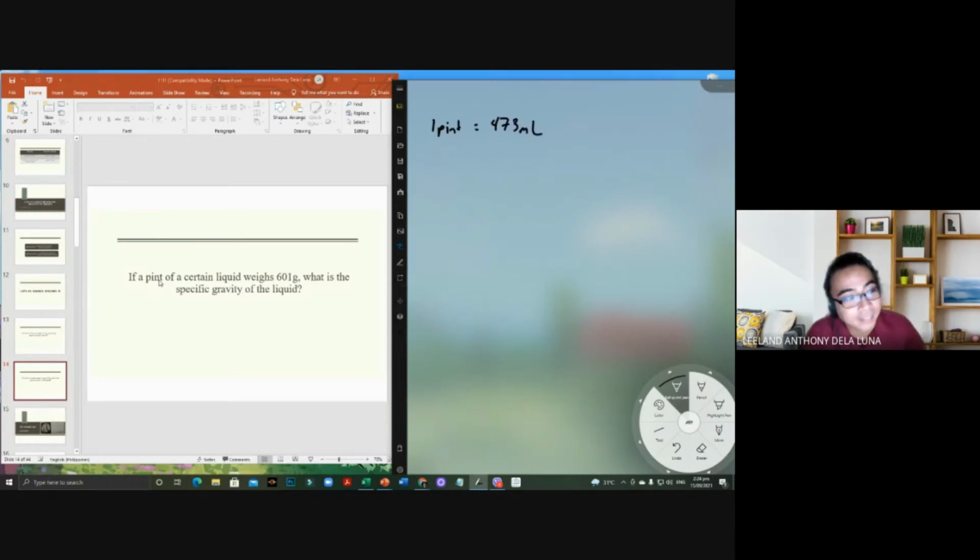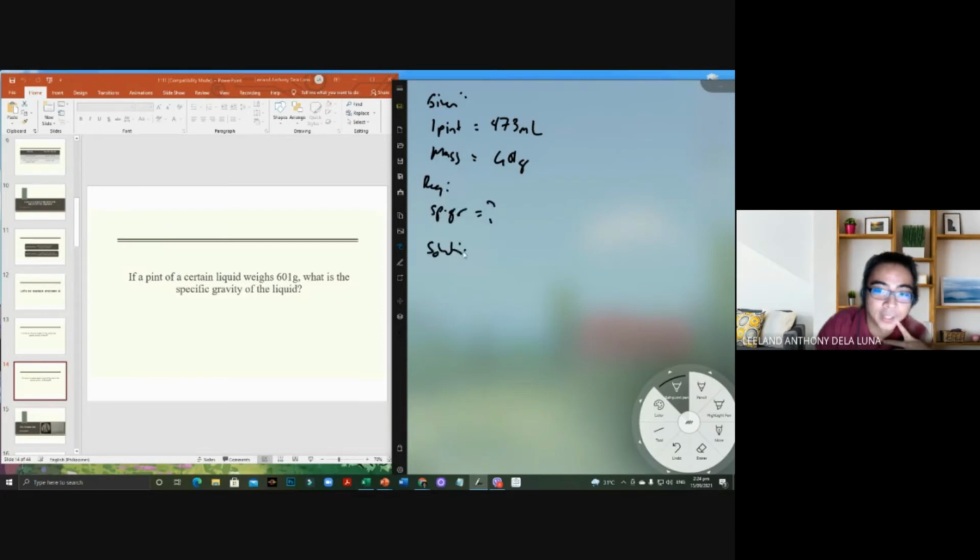Because class, we're in pints here, and I told you, our standard for density would be gram per ml, so that our computations are faster. Therefore, class, our volume will be 473 ml, and the mass would be equal to 601 grams. This is the given. Required is specific gravity.